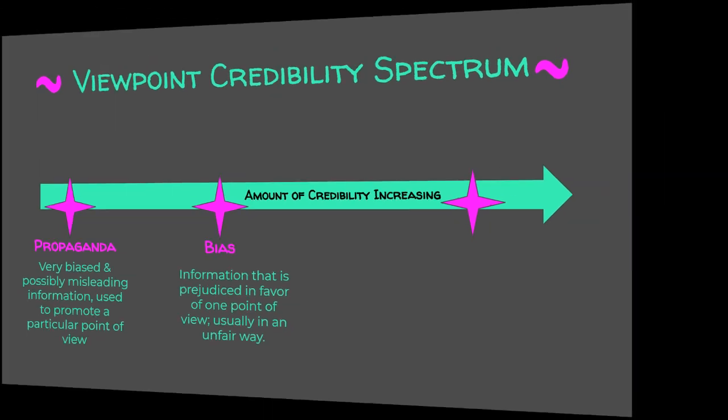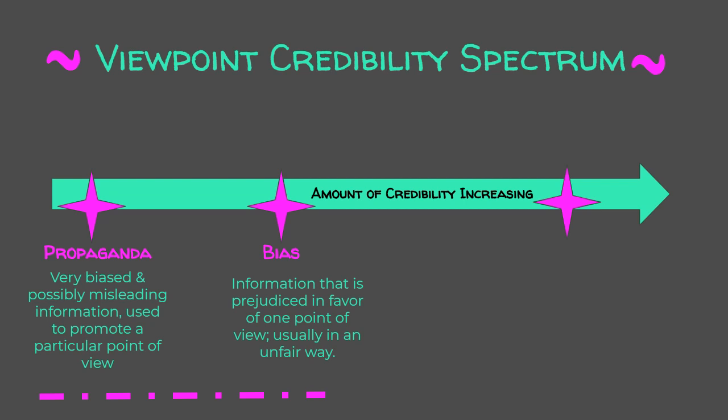And as you're moving in between propaganda and bias, anytime you find information you think is there on the credibility spectrum, I really wouldn't use it as a source of information. You might use it as an example of something, but I wouldn't consider it a credible source of information.